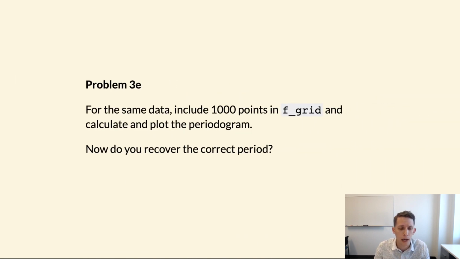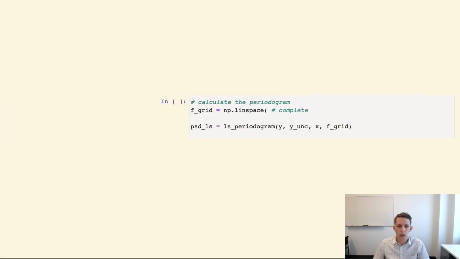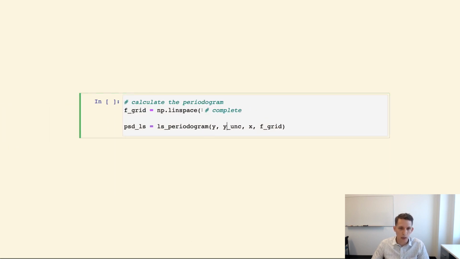Let's think about this. Okay, let's use the same data, but this time instead include 1,000 points in F-grid instead of 50, and then calculate and plot the periodogram. Okay, let's do that. Let's see if anything changes. So in this case, we have a new F-grid. We want 1 divided by peak to peak of x up to a value of 10 with 1,000 data points. Okay, let's execute that. All right.